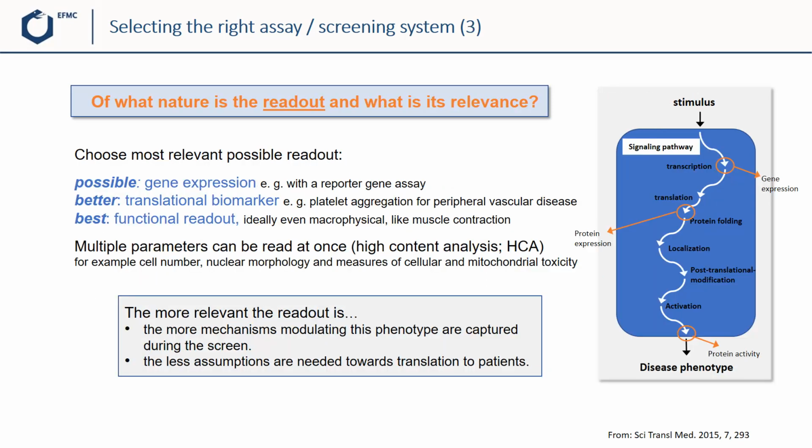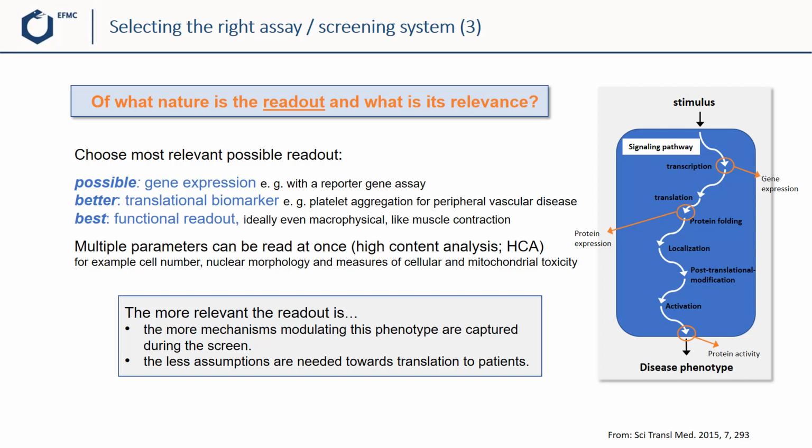Speaking of readout, this also has great relevance for the success of a phenotypic screen. The more relevant the readout is, the higher the likelihood of translating to clinical efficacy, as the assay readout moves closer to the clinical endpoint. This is further illustrated by the picture on the right, showing that a gene expression might be too far upstream and would not capture a modulator of post-translational modification, for example. It is sure possible to use gene expression readouts, and this can be successful. However, considering a more functional readout or even a macrophysical is ideal.